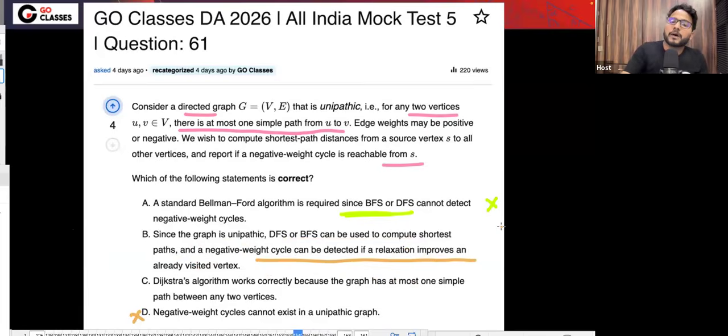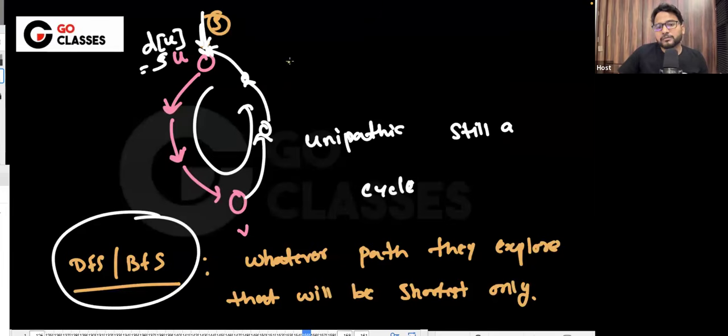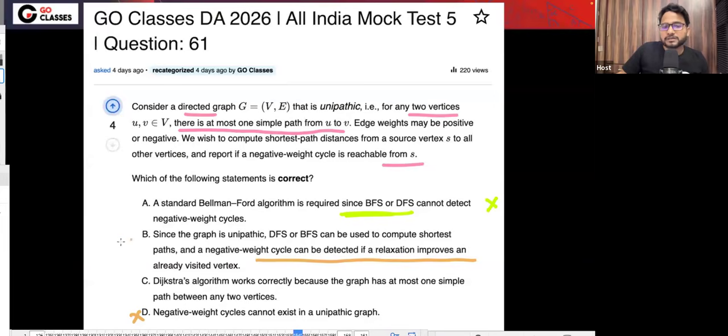Relaxation means updation. Relaxation is one term that we use in shortest path terminology, a standard term only. That's why I have used it. Whenever we update any edge weight or any distance, we call it relaxing, or relaxation. This is a very standard term. We have seen this in Dijkstra algorithm, right? So anyway, B is the correct answer.